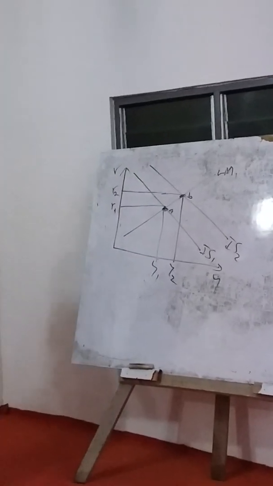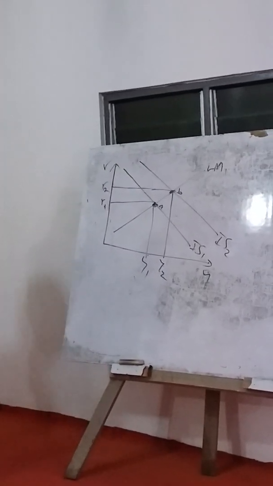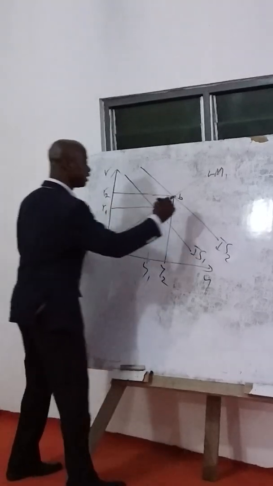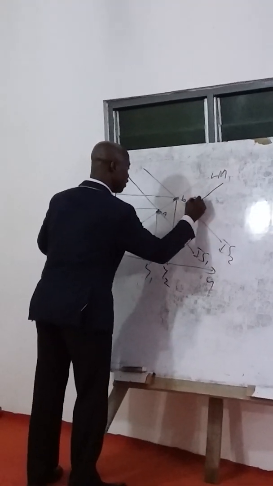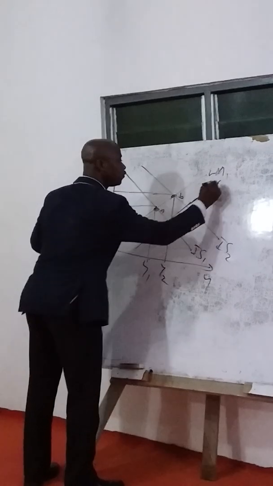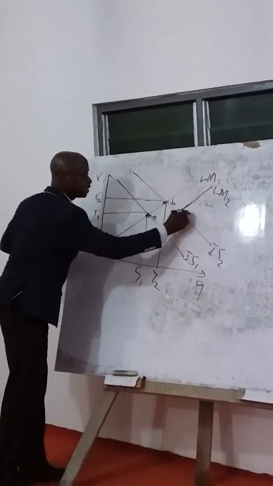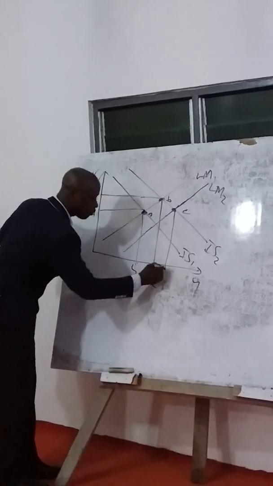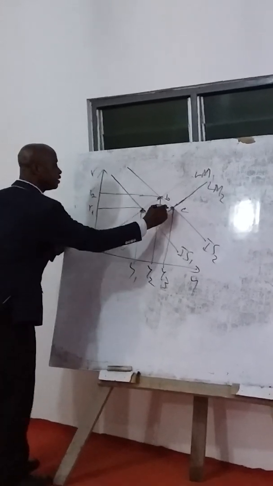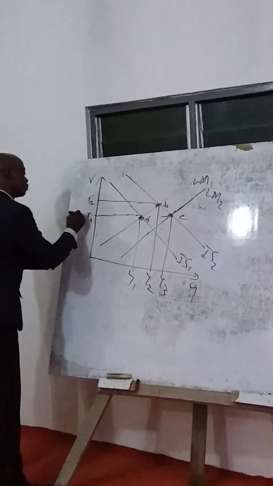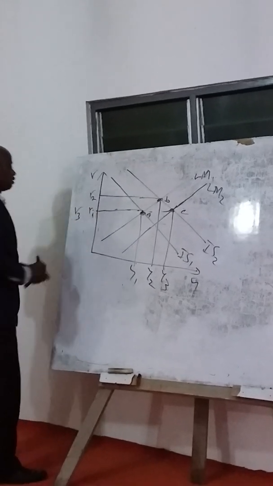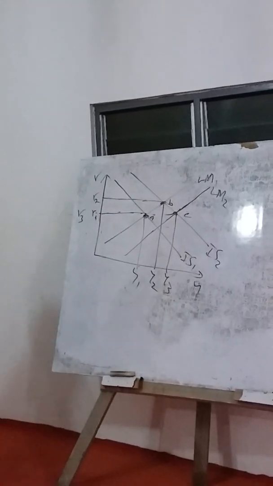Now, if the central bank wants to hold the interest rate constant, then the central bank has to increase money supply. So the central bank will move from here to here. So we move to LM2. So we move to point C. So now we have our Y3 and we have our R3, which is coinciding with R1.